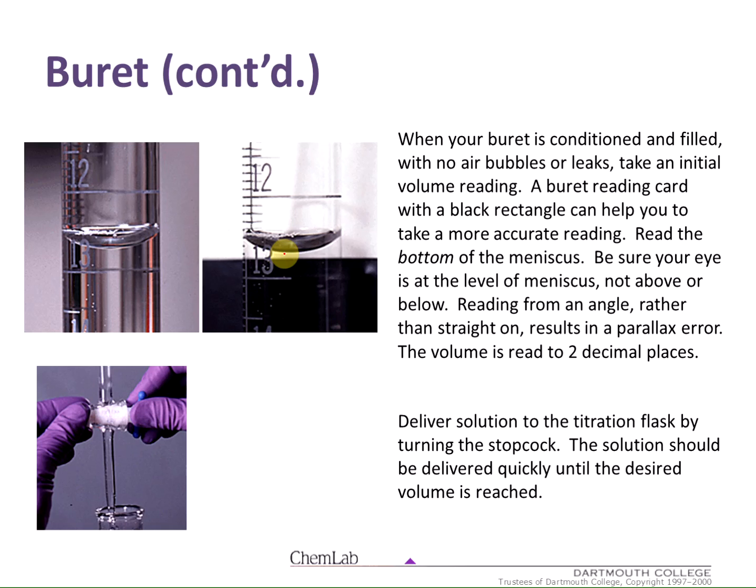Also remember that burettes are recorded to the 0.1 mL place, so you need to estimate the next decimal place. So the volume is always read to 2 decimal places on a burette. And you want to deliver the solution to the titration flask by turning the stopcock. The solution should be delivered quickly until the desired volume is reached.